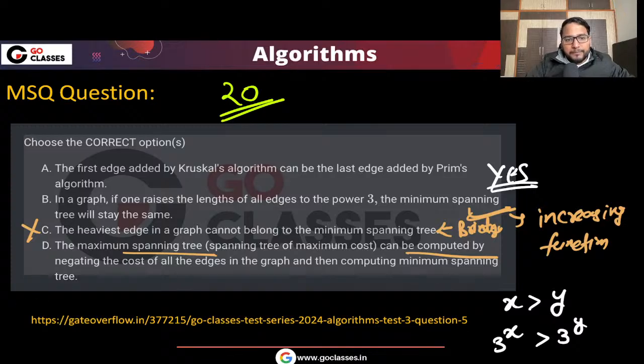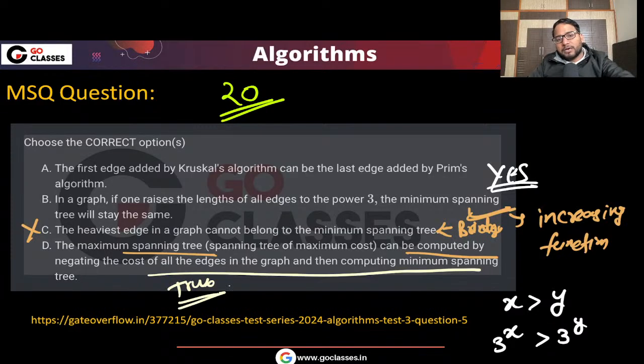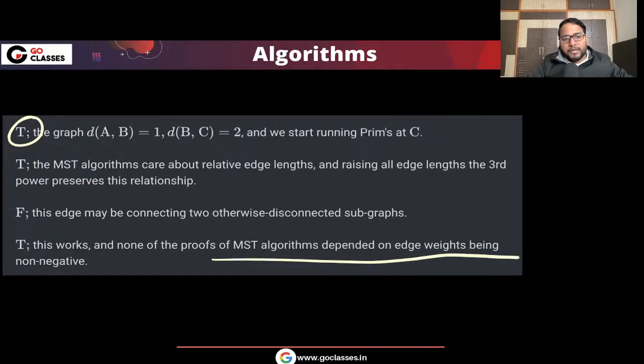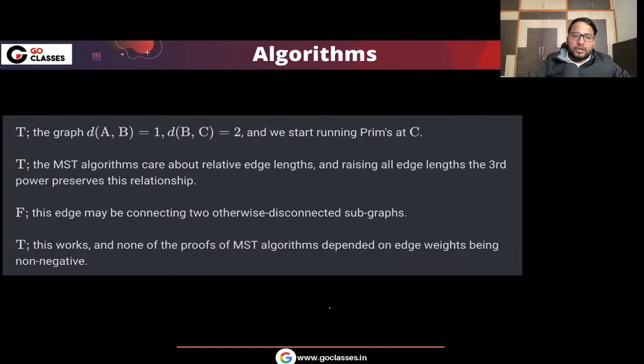So what is the answer here? This is also true. So I think A, B, D are the answers, right? True, true, and true. Okay, this works, and none of the proofs of the MST depend on the edge weight being non-negative. Yes, in the MST the edge weight could be negative or positive also. So A, B, D are the correct answers here.